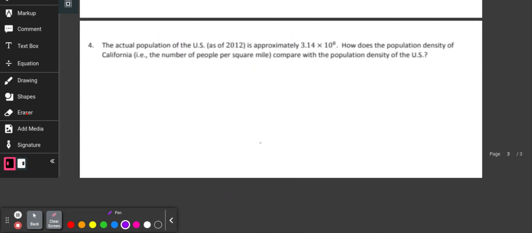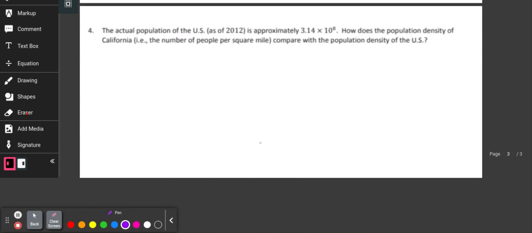Okay, now to question number 4. The actual population of the U.S. is approximately 3.14 times 10 to the 8th. Wow, so we were kind of close. We weren't exactly close, but we were kind of close. They want to know, how does the population density of California, in other words, the number of people per square mile, compare with the population density of the United States? Oof, this is a tough one now.